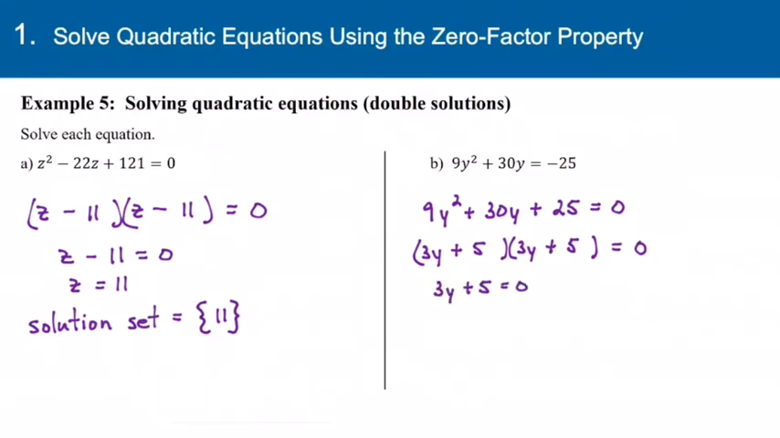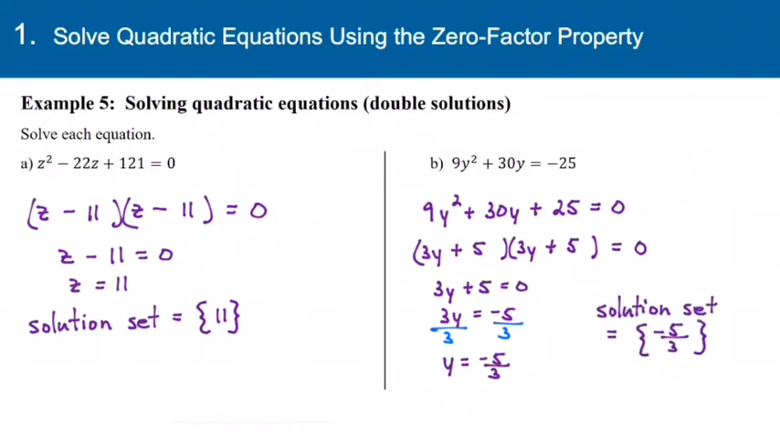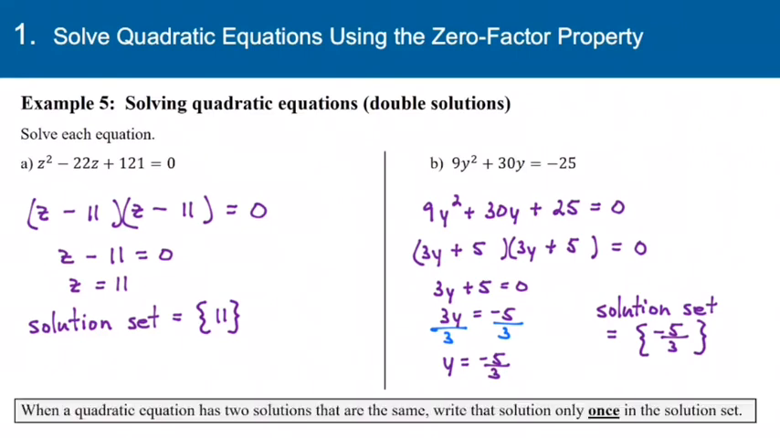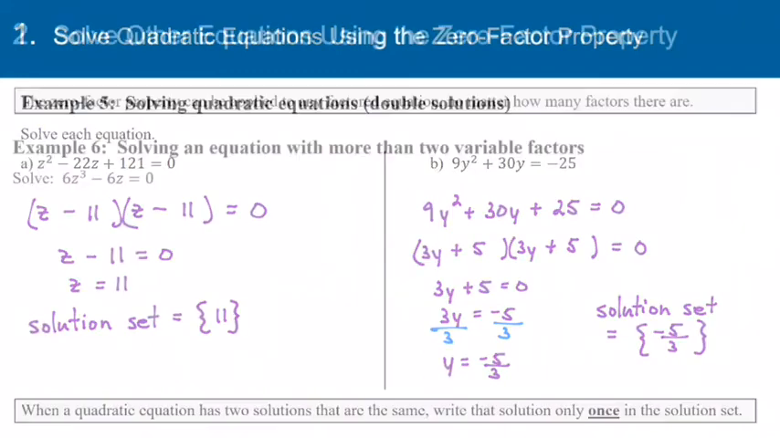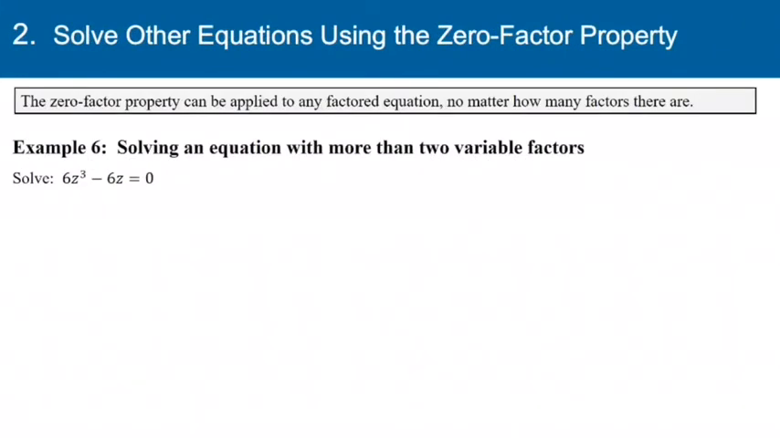So 3y plus 5 equals 0. That means 3y equals negative 5, and that means that y equals negative 5/3. The other factor would give us the same solution, so when we write our solution set in the curly braces, we only have to put it down one time. So our solution set here is -5/3. So again, when a quadratic equation has two solutions that are the same, write that solution only once in the solution set.